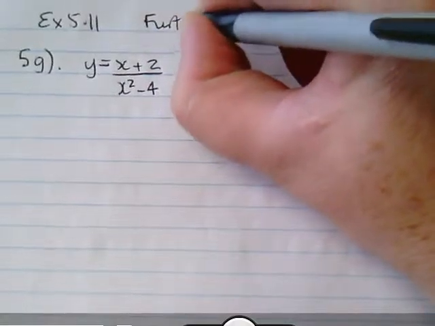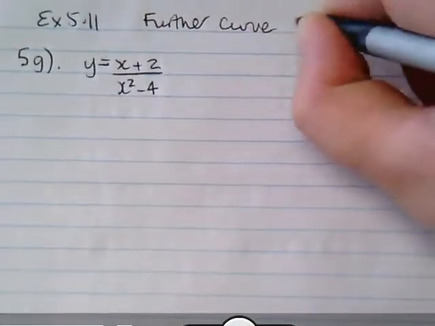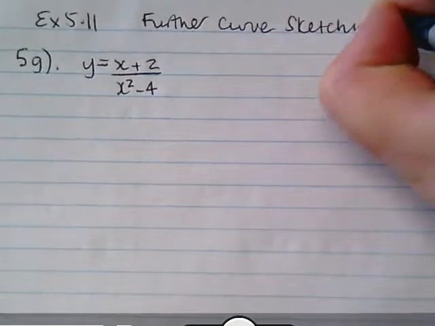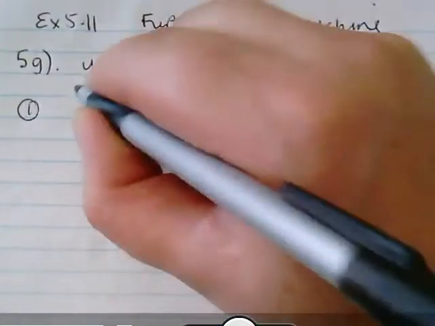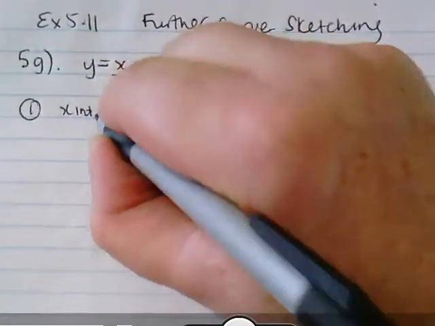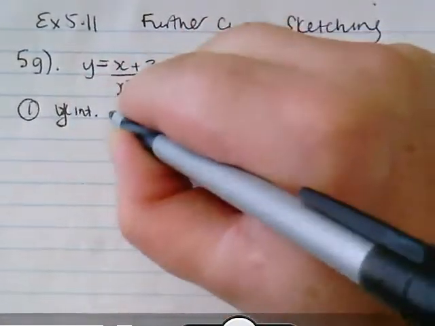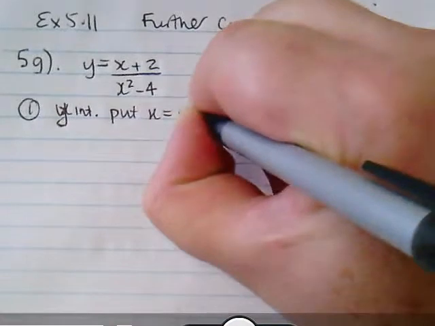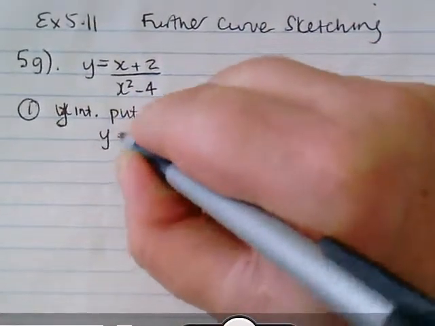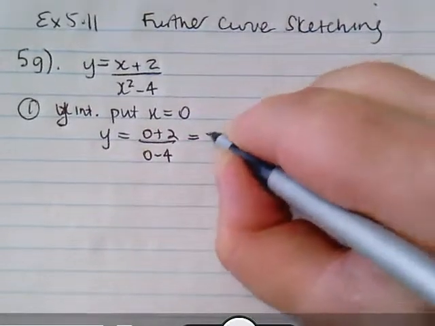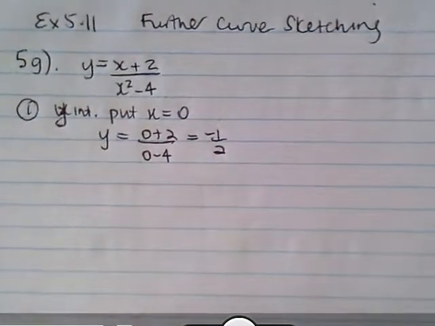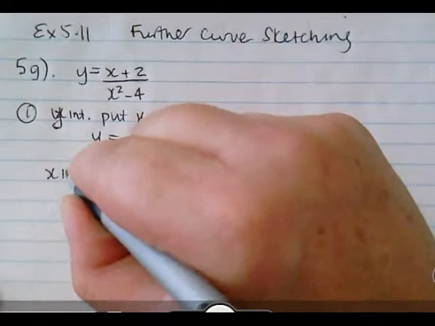Looking at some further curve sketching. Question 5G. First step, what are we going to look for? Y-intercept: put x equals 0. We've got y equals 0 plus 2 over 0 minus 4. Isn't that negative a half? So that's your y-intercept.